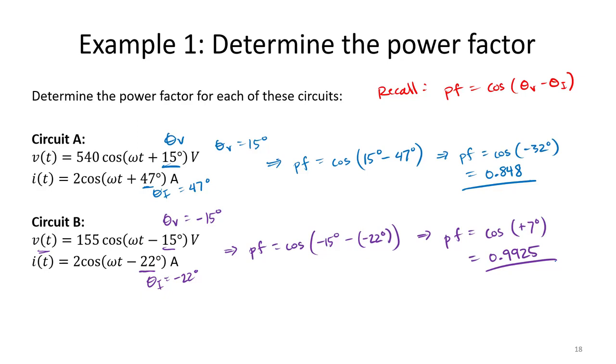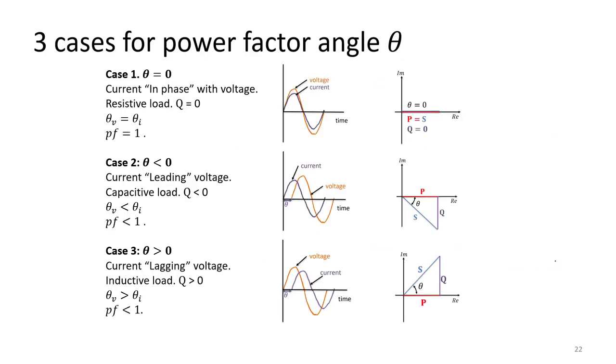Notice in this case, circuit B actually gives us the closer to ideal behavior. Alright, so based on what we discussed with power factor angle, you'll see that we actually end up with 3 possible cases for any given AC circuit. Our first case is our ideal case.